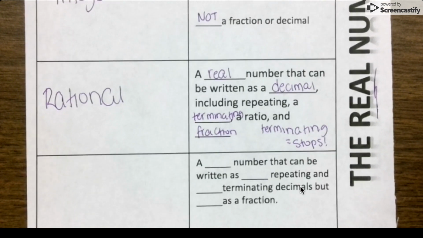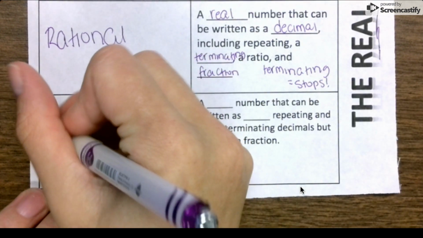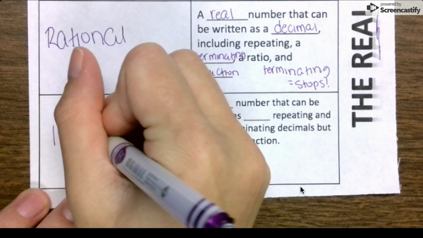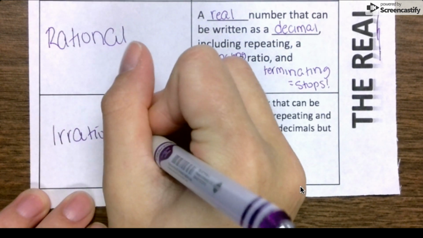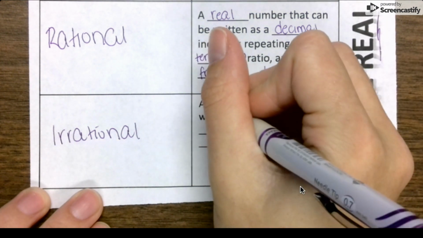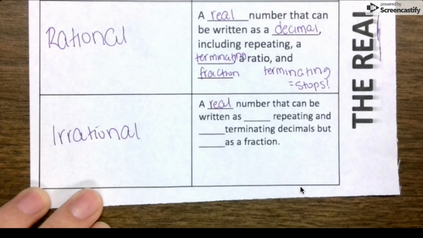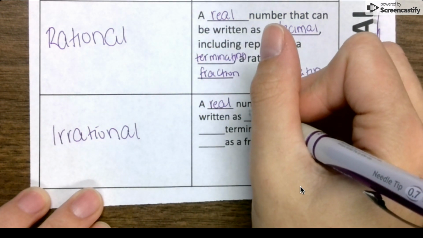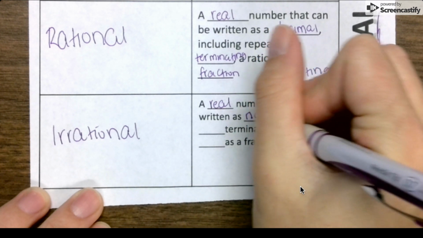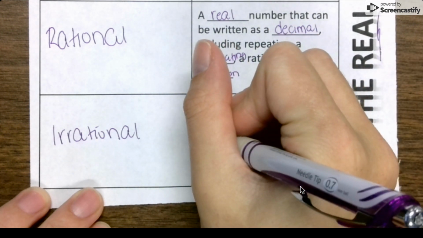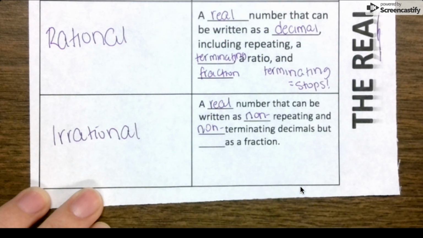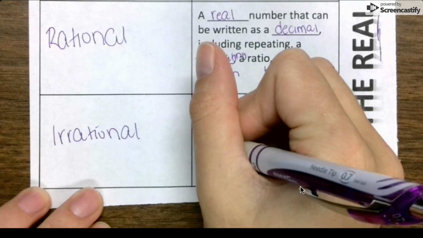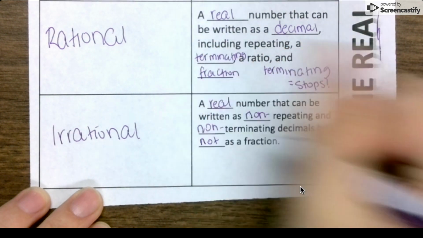Okay? So on the flip side of this are called irrational numbers. They're still a real number, but they are non-repeating and non-terminating decimals. And they cannot be written as a fraction.